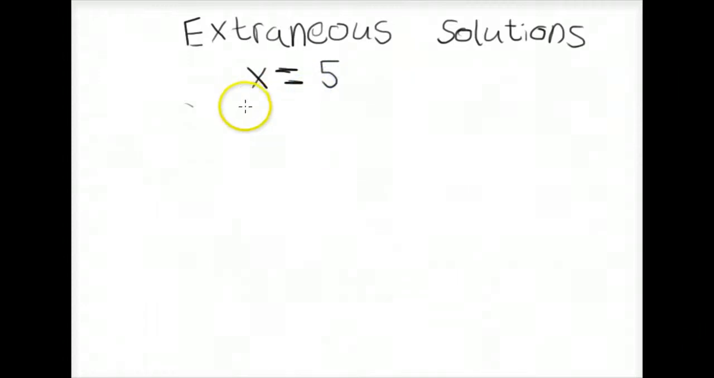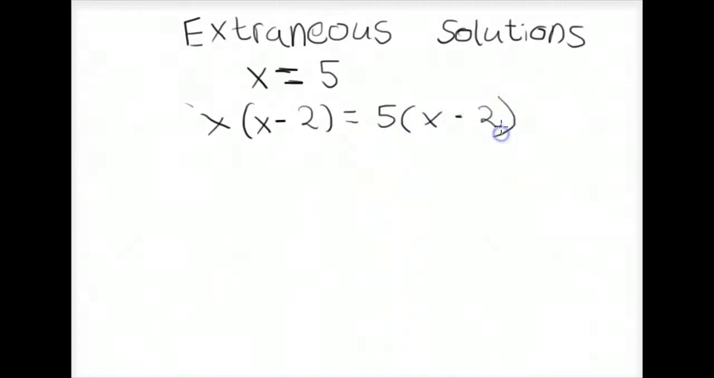Now let's say then that we're going to multiply both sides by x minus 2. So then x times x minus 2 equals 5 times x minus 2. Now this is perfectly valid because we are multiplying both sides of the equation by the same value, so that means that this equation must also be true.